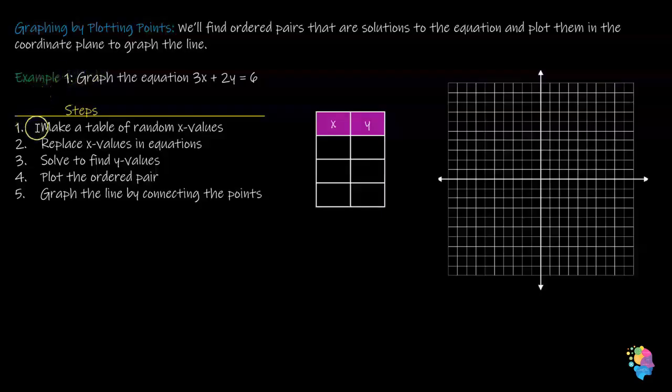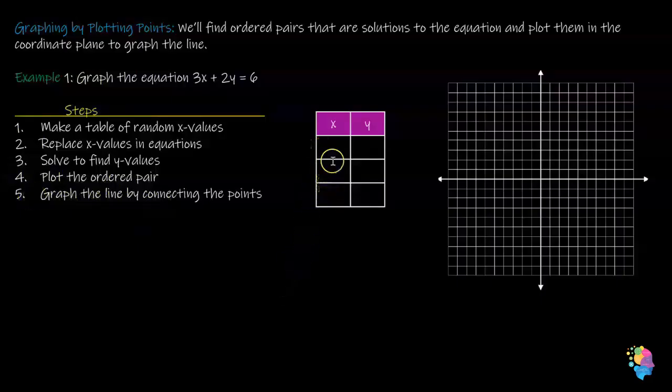what we're going to do is begin by selecting values for x, replacing them in the equation, and finding the value of y that will make the ordered pair a solution to this equation, 3x plus 2y equals 6. We then plot the ordered pairs in the coordinate plane and then graph the line by connecting the points.